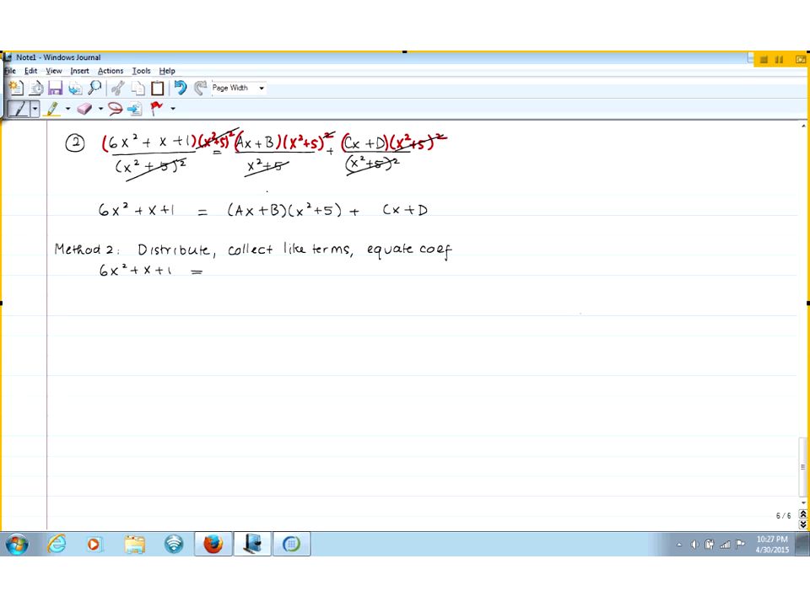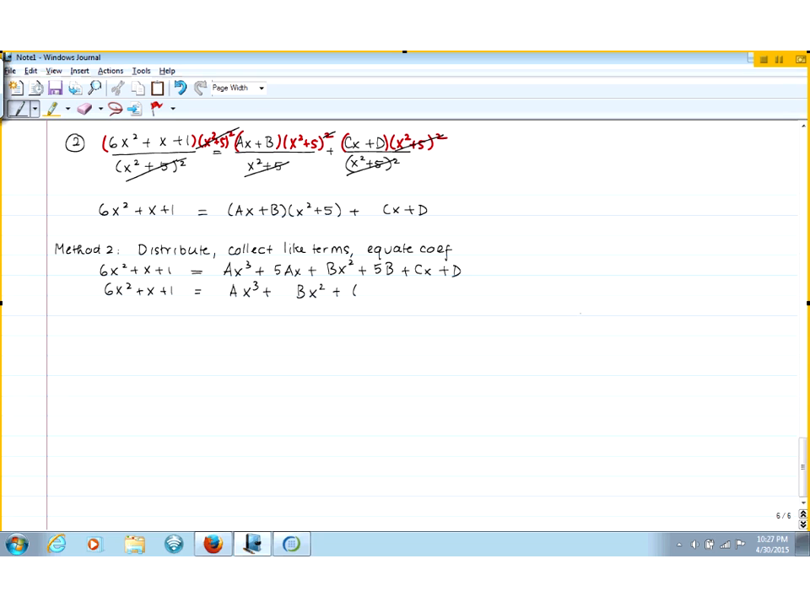Okay? So let's see, 6x squared plus x plus 1. When we distribute, what do we have? FOIL. ax cubed plus outer is 5ax plus inner is bx squared plus last is 5b plus cx plus d. Okay. Now, we are going to collect like terms. So which one's x cubed? x cubed is just a.